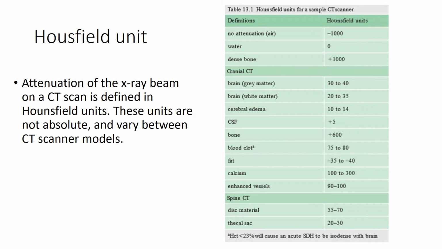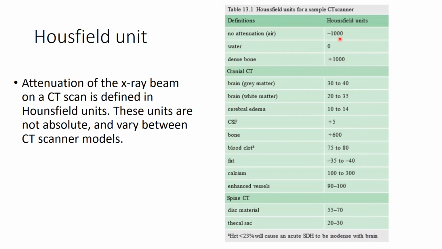So if we go to this table, for example, a dense bone has a Hounsfield unit of a positive 1000. It will appear white, and when describing any structure in the CT or MRI, we don't say white, black, or gray. In CT scan, we say hyperdense, isodense, or hypodense. So the dense bone will appear hyperdense.